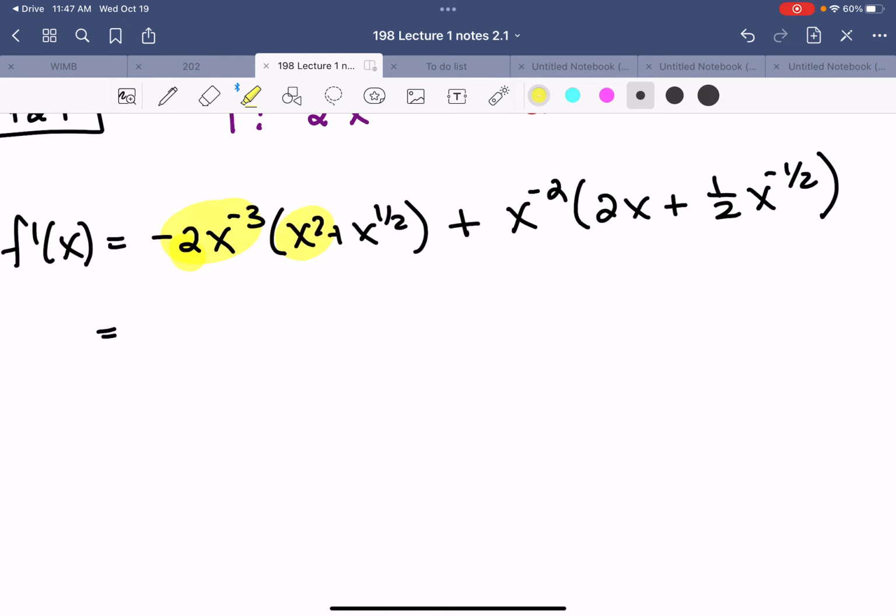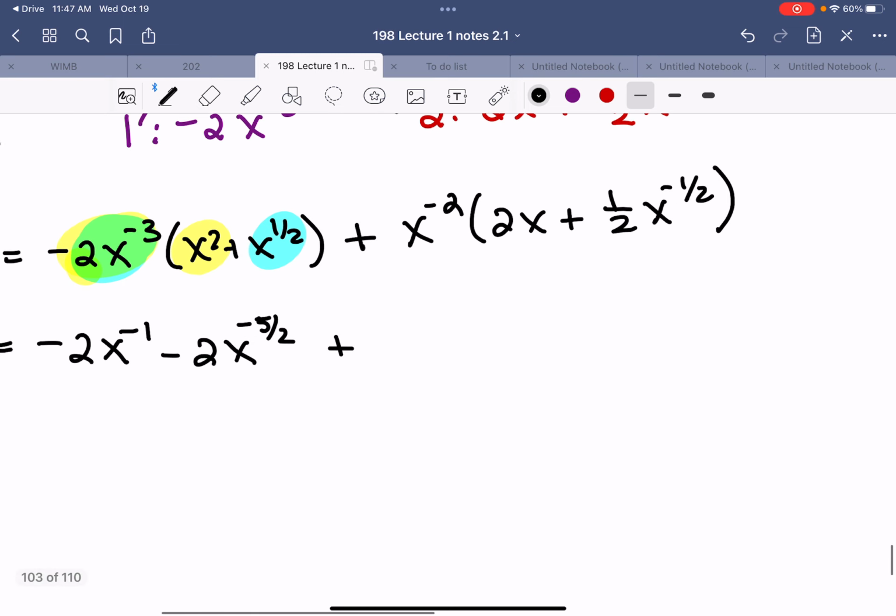So you're taking this one times this one. So that's negative 2, and I'm taking x, and I'm adding powers. So negative 3 plus 2 is negative 1. Then I'm distributing to this term. So that's minus 2x, and now I'm taking negative 3 plus 1/2. Okay, negative 3 is negative 6/2, plus 1/2 is negative 5/2. This is my first two terms. Over here, I'm distributing my x to the negative 2 times the 2x. That gives me a 2, and I'm taking, there's a 1 right there, so negative 2 plus 1 is negative 1.